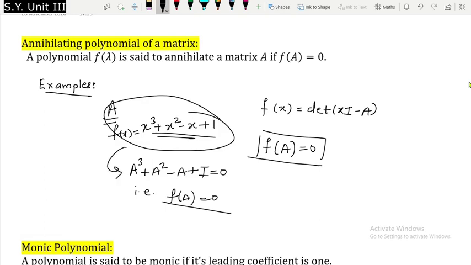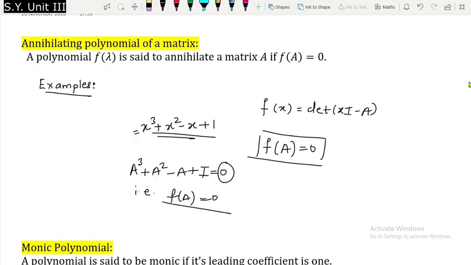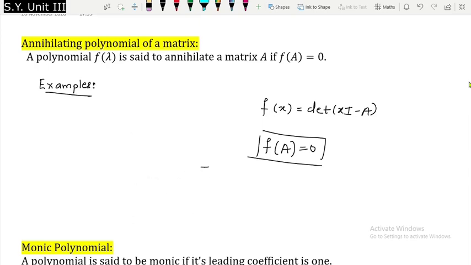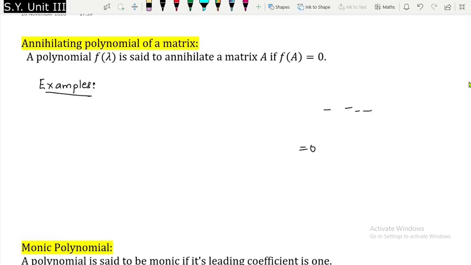Annihilating in the sense it is killing the matrix A, because if you put x equal to A, on the right hand side what you are getting? 0. Okay, I hope you got the meaning of annihilating polynomial. So that is the best example, that the characteristic polynomial is annihilating a matrix A. So I will say here, example: the characteristic polynomial f of x equal to determinant of xI minus A annihilates A.